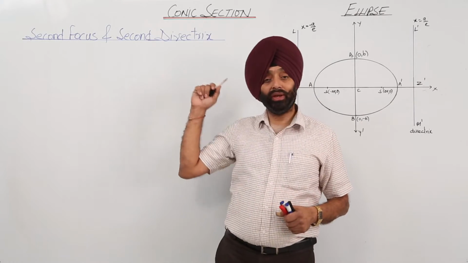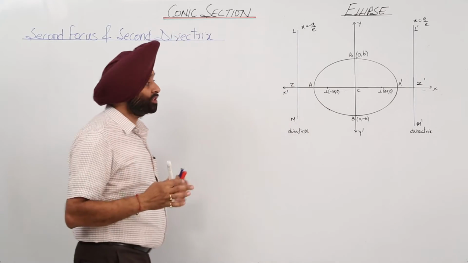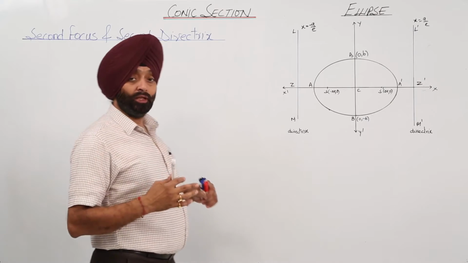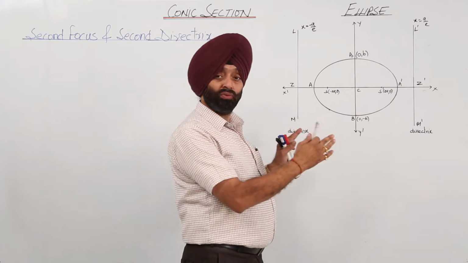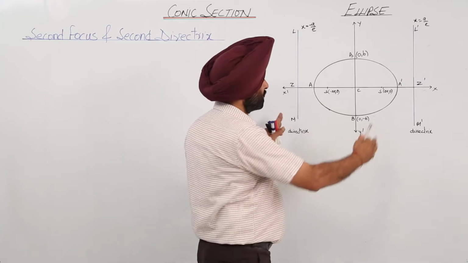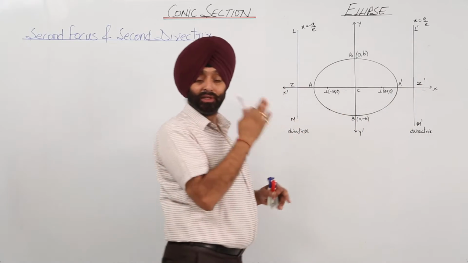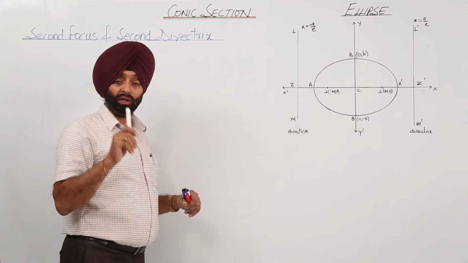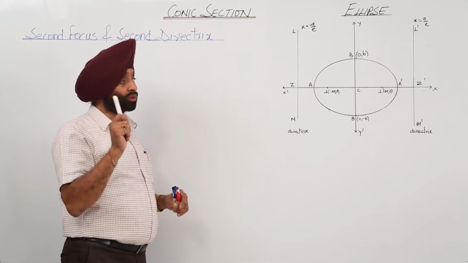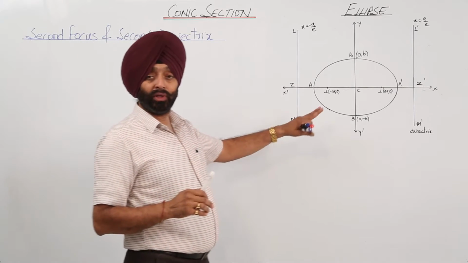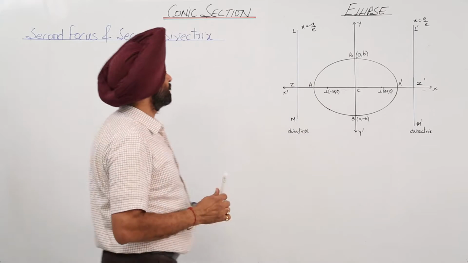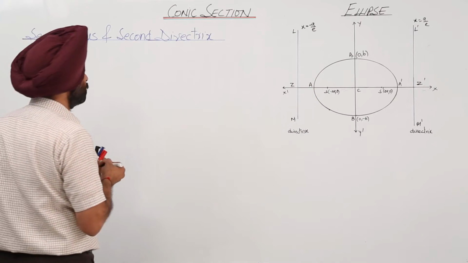Second focus and second directrix. Now basically what this means is that in an ellipse we have two foci and two directrices. The line in blue is the directrix. In a parabola we had only one focus and one directrix, but in the ellipse we have two foci and two directrices. Okay, so let me explain it now.